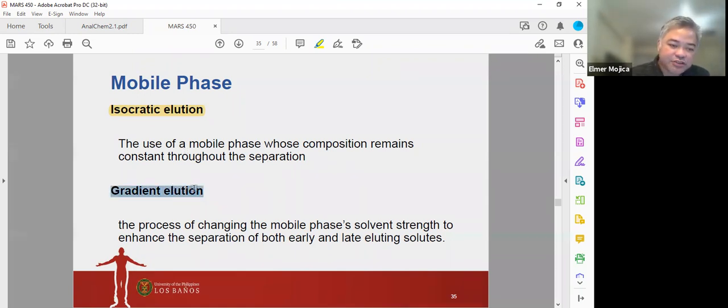And then we also have what we call gradient elution. In gradient elution, this is the process of changing the mobile phase solvent strength to enhance the separation of both early and late eluting solutes. Okay, so if you're going to compare these two, gradient elution will generate better results compared to isocratic elution. Okay, so I'll try to show you the difference during our synchronous class.